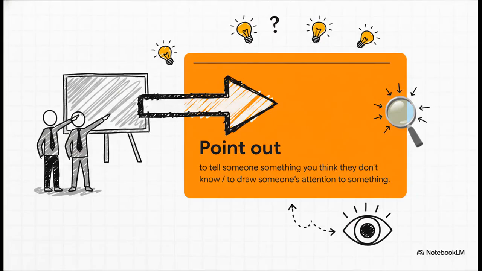Next up is Section 3, the power of clarity, focusing on clear communication. First, let's consider the phrasal verb point out. It basically means to tell someone something you think they don't know, or to draw someone's attention to something. Imagine you're sitting in a huge meeting, right? And someone has missed a crucial detail. You don't rewrite the whole entire presentation. You simply point out the specific error. You are gently but firmly directing their focus to a blind spot. It is an incredibly common, absolutely crucial tool for everyday communication.